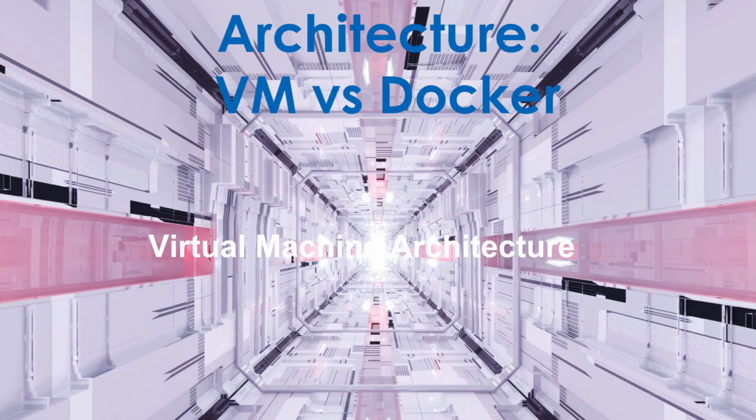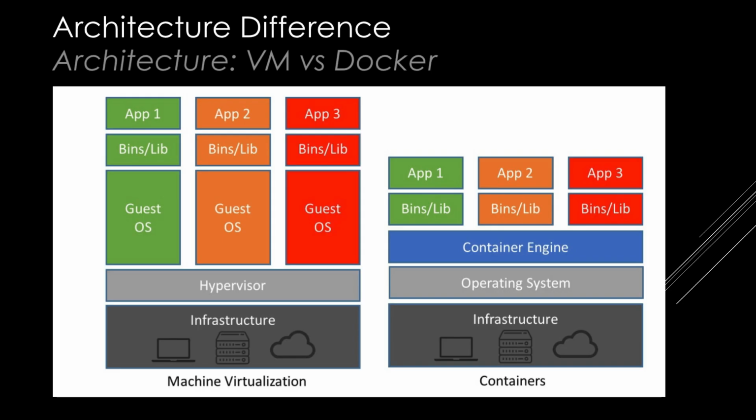Let's break this down visually. On the virtualization side, you can see that each virtual machine includes its own guest operating system. So the structure looks like hardware, hypervisor, guest OS, to application. Now look at Docker. Docker removes that extra operating system layer. So instead, we have hardware to host OS to Docker engine to containers. That's why containers are lightweight, because they don't duplicate the operating system.